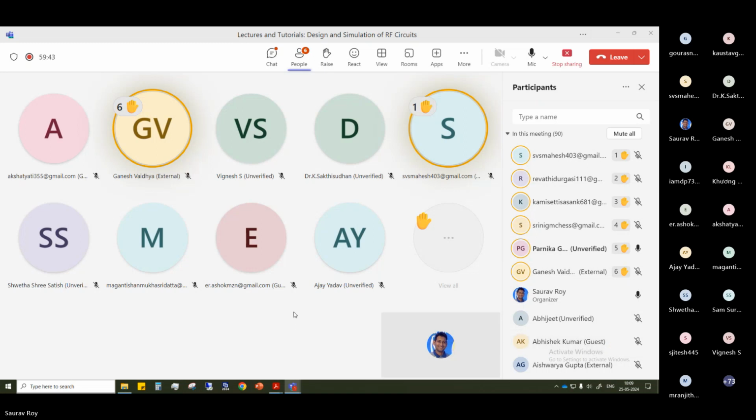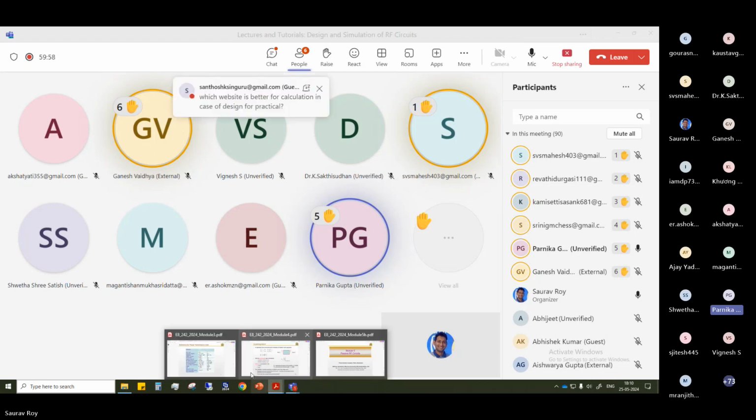Hi, am I audible? Yeah. I just wanted to ask, can you please comment on the width of the transmission line that's used for different dielectric constants being used? What's the relation exactly between the width of the transmission line and the dielectric constant of the material?